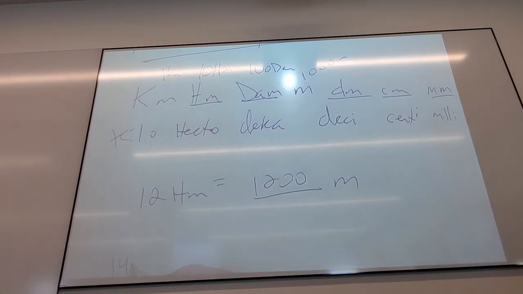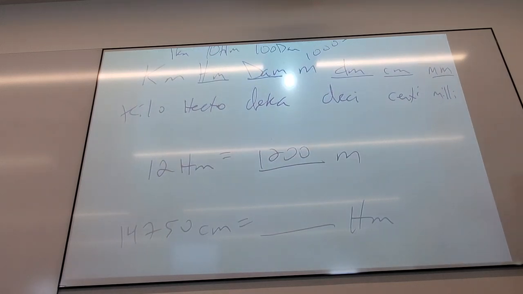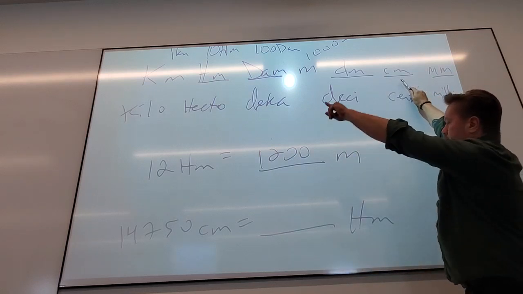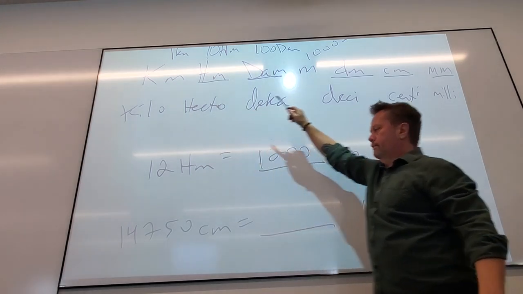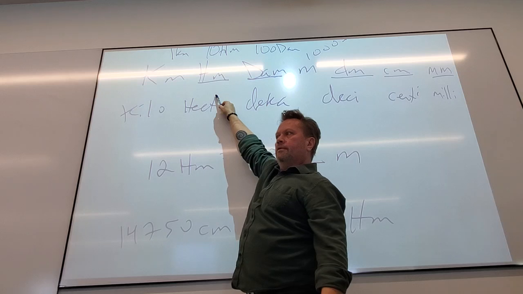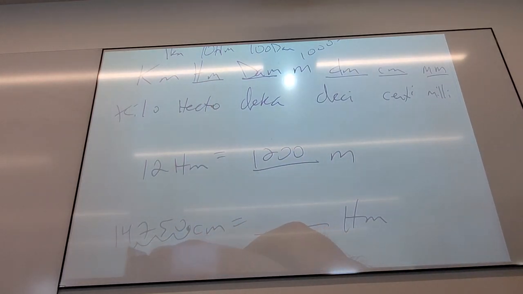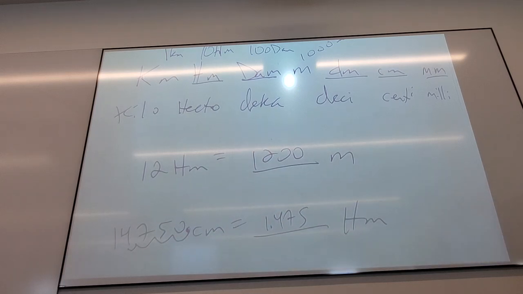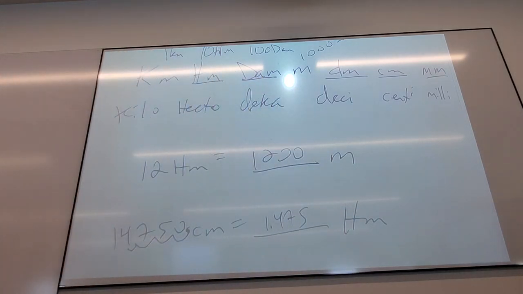So if I said I had 14,750 centimeters and I want to know how many hectometers that is, I do the exact same thing. Start at centimeters. How many places do I have to go to get to hectometers? 4, yes. If I start at centimeter, I have to go 1, 2, 3, 4. So then I move the decimal over 1, 2, 3, 4, so it's 1.475 hectometers. Tomato, tomato.